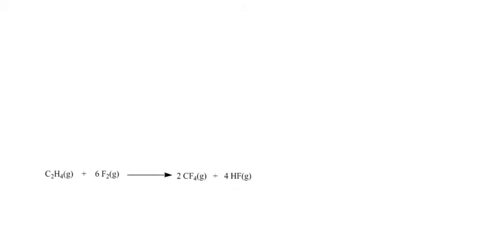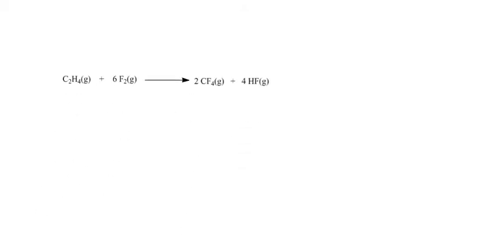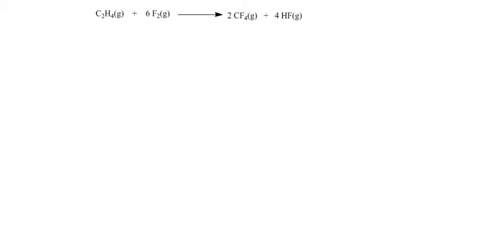I want to look at a problem today where we take advantage of Hess's law to calculate the delta H of a reaction that we don't know the delta H for, using the information on delta H for several reactions that we do know delta H values for. So the reaction that we're going to look at and try to find the delta H value for today is this one: C2H4 plus 6F2 give us 2 CF4s plus 4 HF.